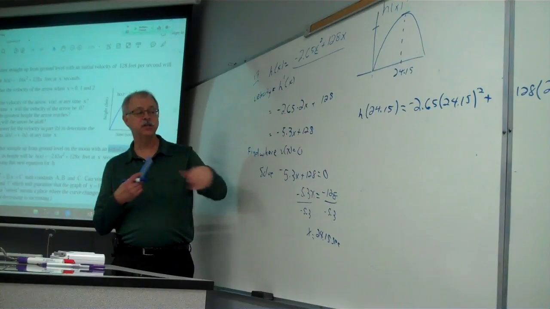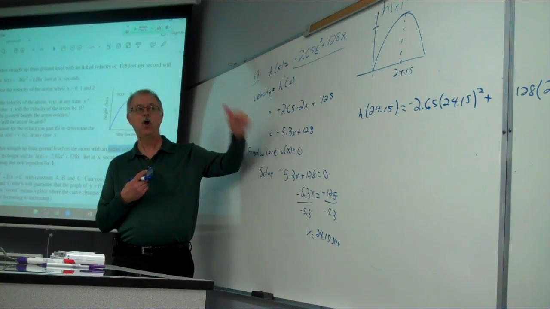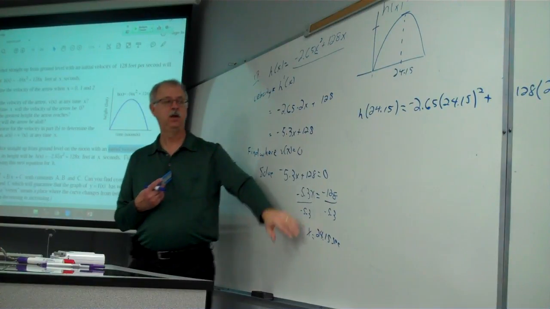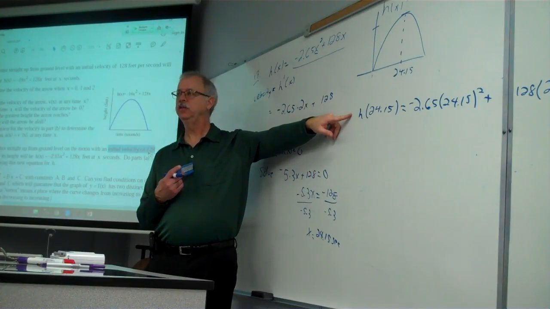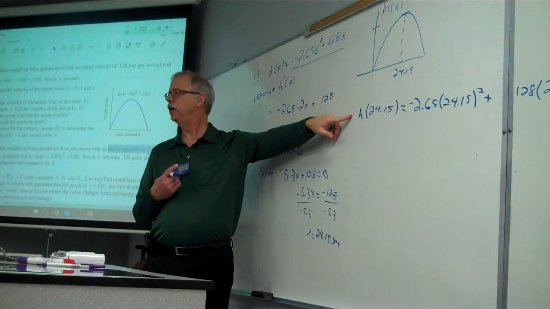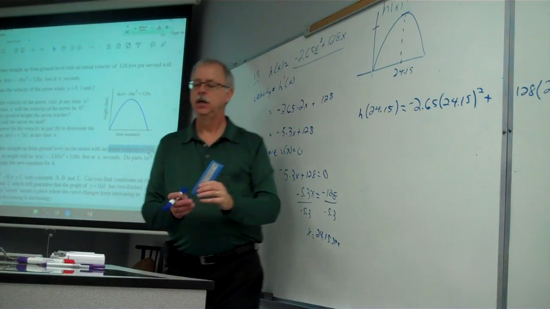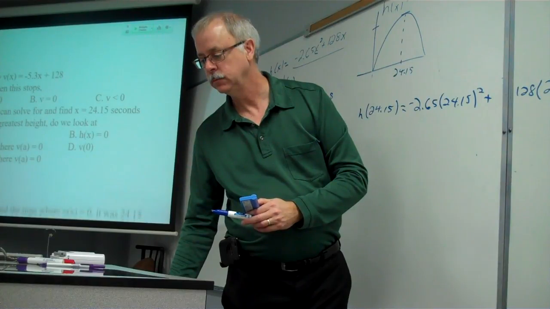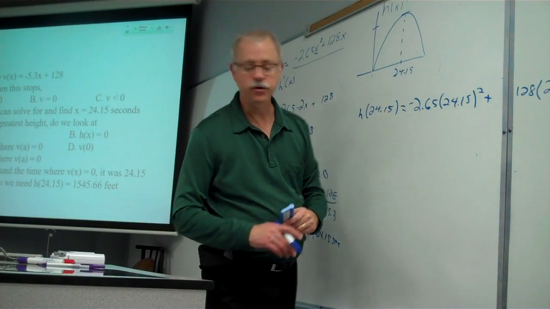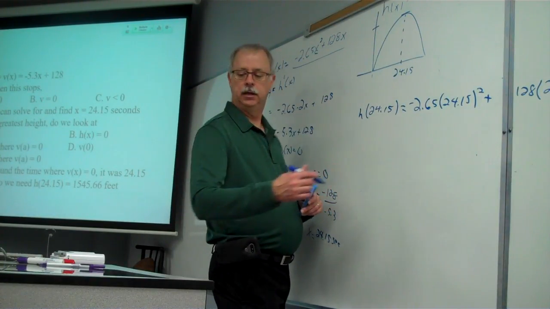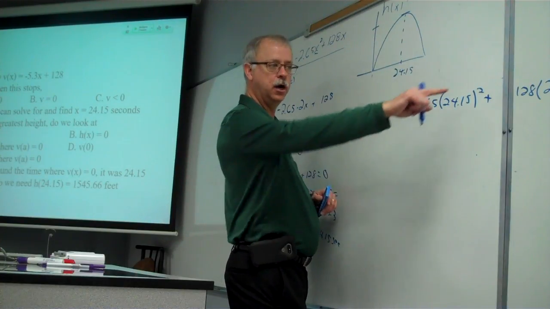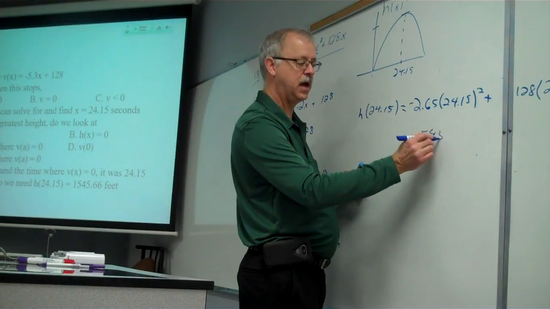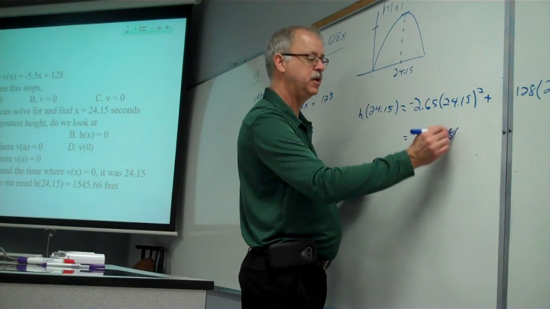So we looked at the velocity equaling 0 to figure out when we level off. We figure out when we level off, but we've got to go back to the height to figure out, well, what height are we then? And so we pull out our calculator and do this computation. If I did my computation correctly here with the calculator, we get 1,545.66 feet.